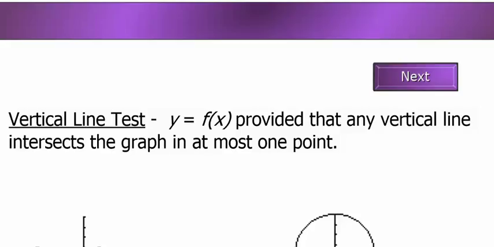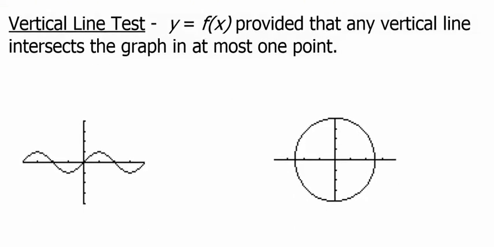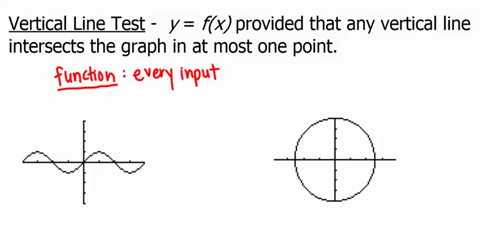Okay, the vertical line test allows us to check to see if a graph is a function. So remember how we defined a function. The definition of a function: every input, which means every value of the domain, every member of the domain, has exactly one output. Excuse my writing.